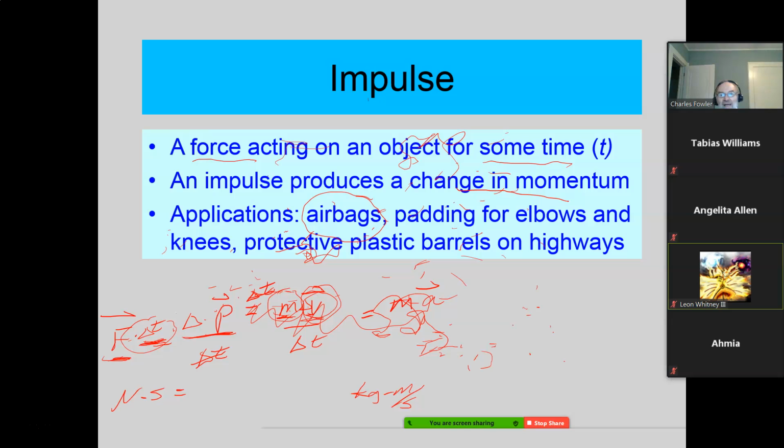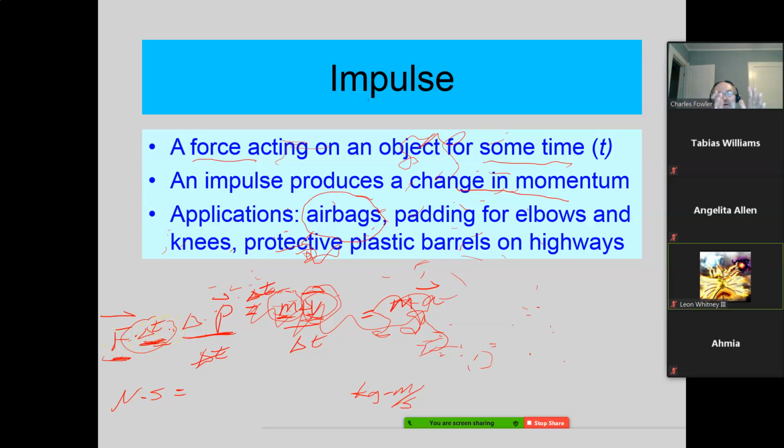The more padding you have, the longer the time frame for that change of momentum to happen. The longer the time frame, the less the force. Okay, you put padding on your knees, your elbows, your helmets. Now I can remember in the old days when they put up, say, a highway overpass, they put metal guardrails. Hey, not a good idea, because a metal guardrail is going to have a very small time interval. If you hit the guardrail, the force is going to be enormous.